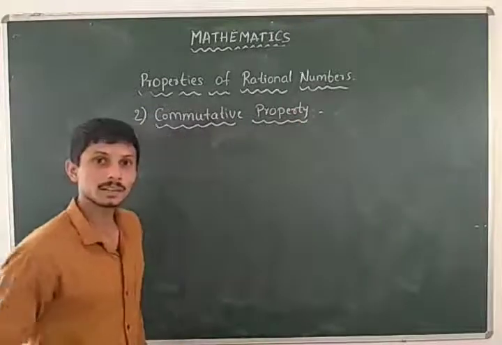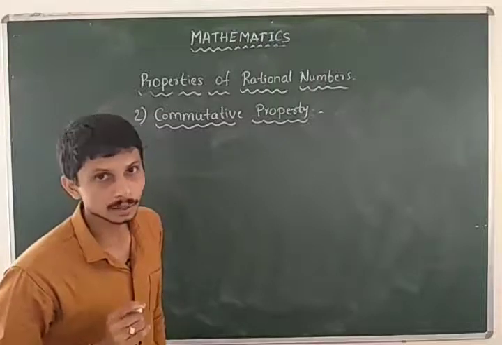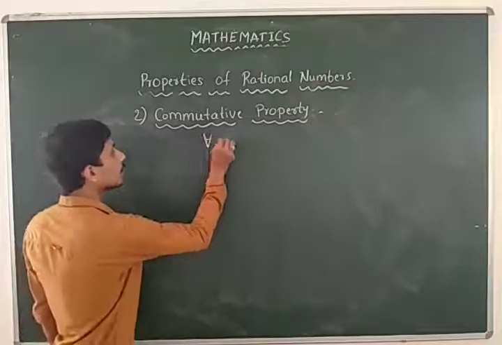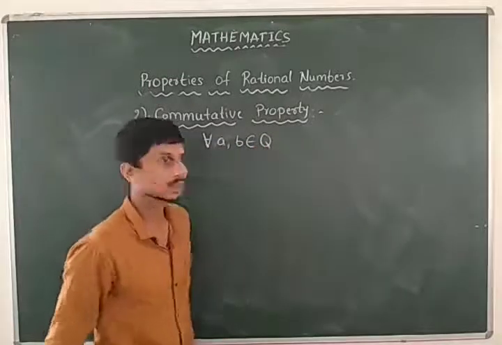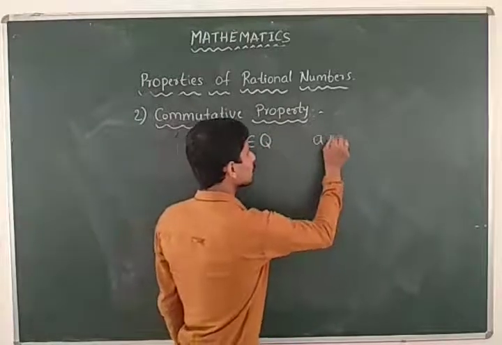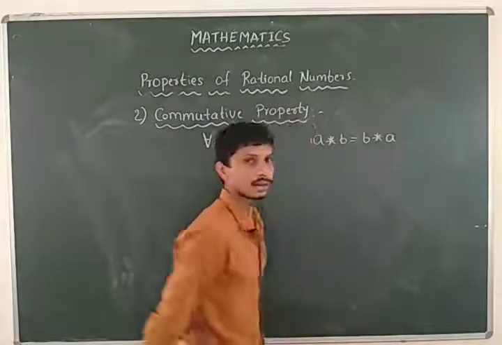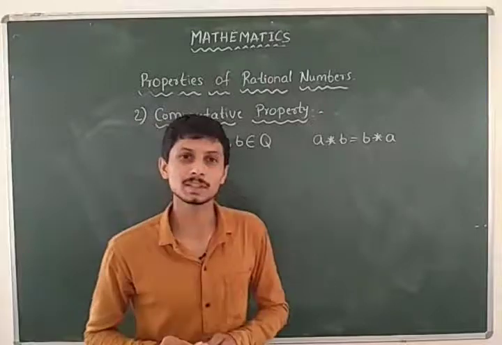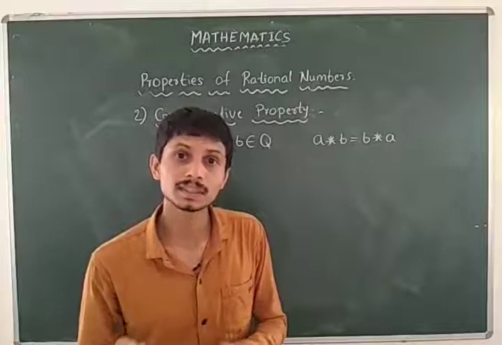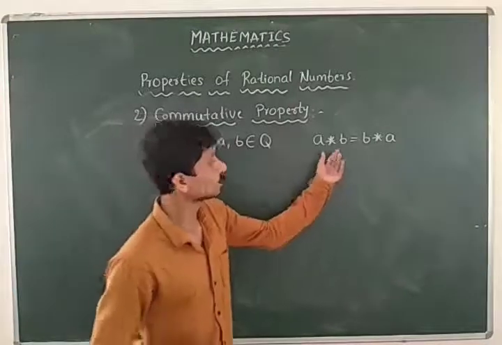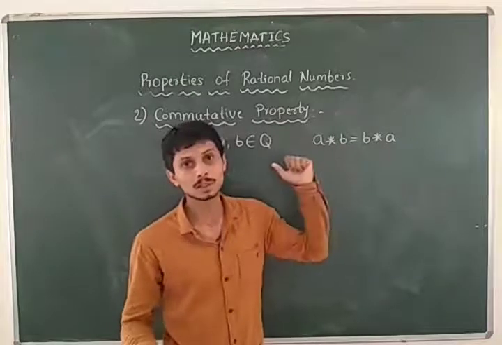Already you know that we have to take two numbers from the rational number set. So for all a, b belonging to the rational number set, a star b is equal to b star a. Here the star indicates any mathematical operation like addition, subtraction, multiplication and division. You can take any mathematical operation, and we have to prove them.